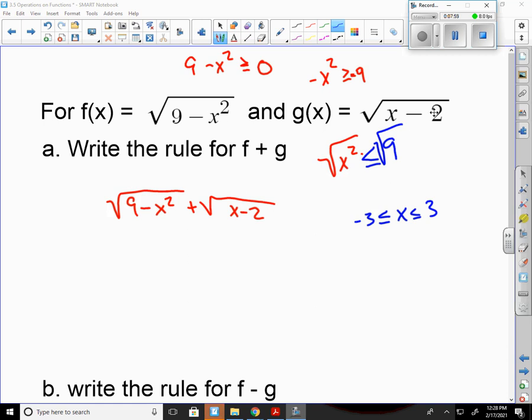Now I need to find my domain for the second function. In other words, x minus 2 has to be greater than or equal to 0. Add the 2 over. That gives me that x has to be greater than or equal to 2.